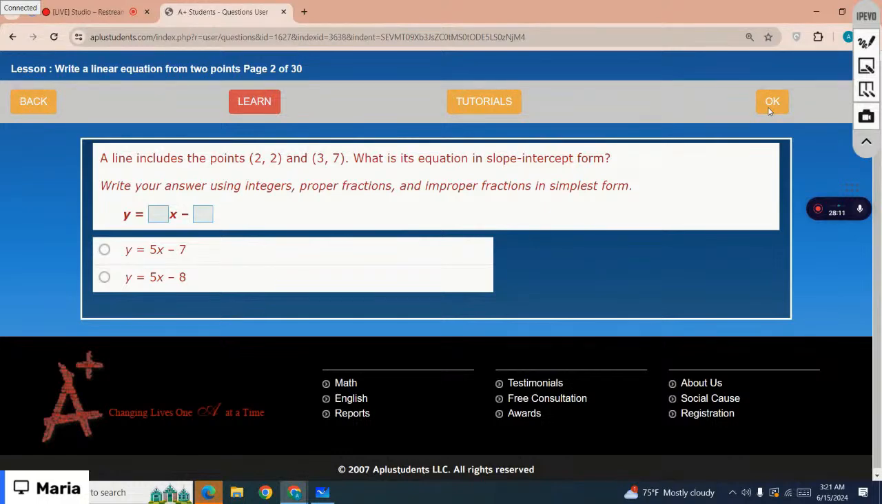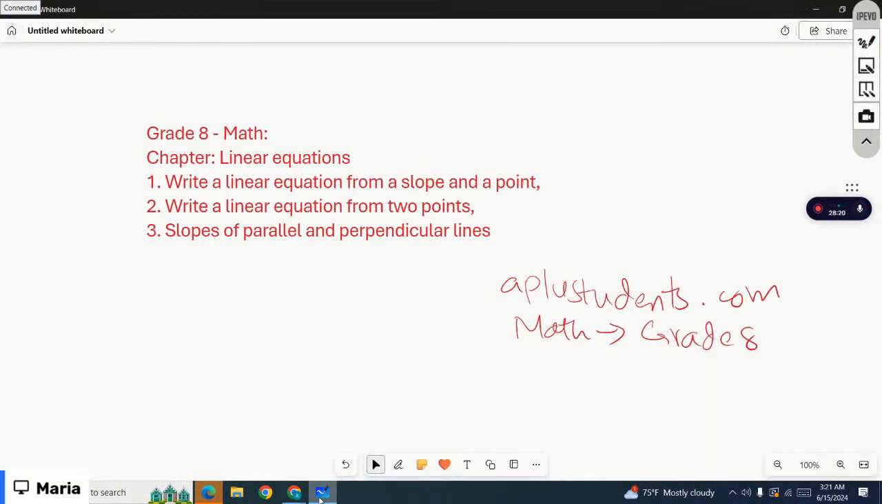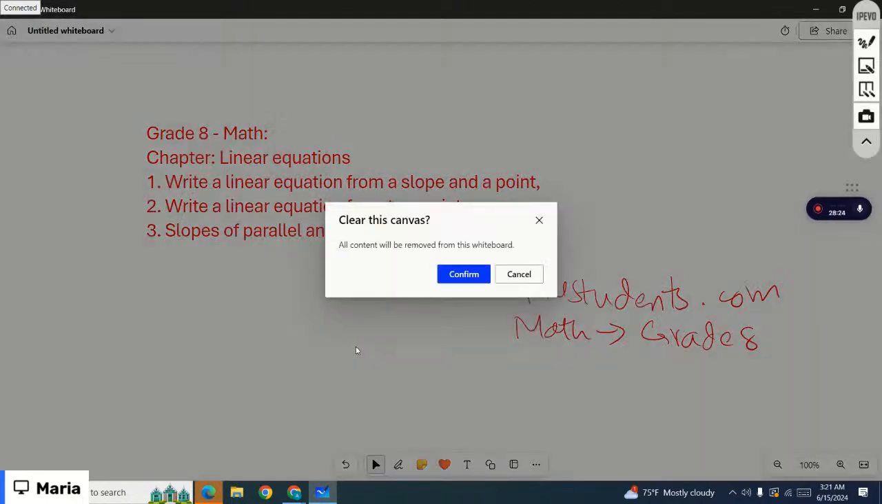Our line includes the points (2, 2) and (3, 7), right? Now you're given the points (2, 2) and (3, 7). Let's just do it on board. (2, 2) and (3, 7). First thing, calculate slope.